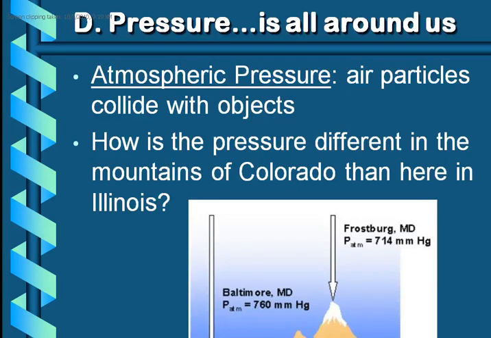All right, now as far as pressure, you should know it is all around us. Atmospheric pressure. So this is air particles that are going to collide with objects. So how is the pressure different in the mountains of Colorado than here in Illinois? Well, as you move up, you are going to decrease your atmospheric pressure. And so here you could see, sorry, the picture got cut off here. But pressure in Baltimore is about 760 millimeters of mercury, versus if you are on the highest point, it would be 714 millimeters of mercury. So your pressure decreases. Why? Because your amount of air molecules is going to be decreasing.